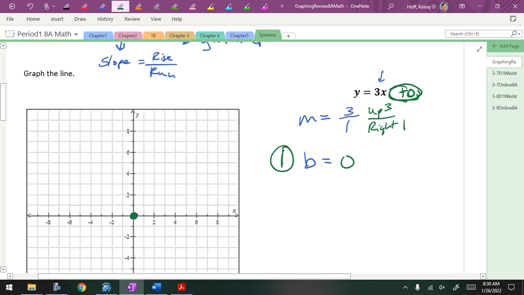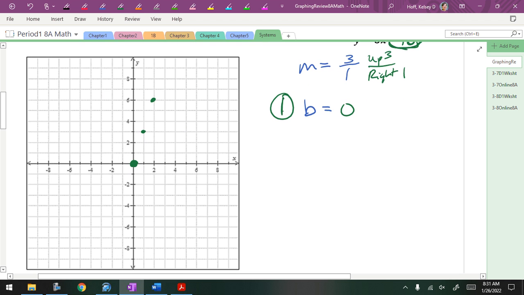You always go towards Mrs. Hoosier. So from this point, we count up 3, 1, 2, 3, right 1, put a dot. I would do it again, up 3, 1, 2, 3, and put a dot. That way you have a couple of points just to make sure that things line up. Then take your straight edge, your book, your planner, and connect all 3 of those points and make your line go all the way through the graph.